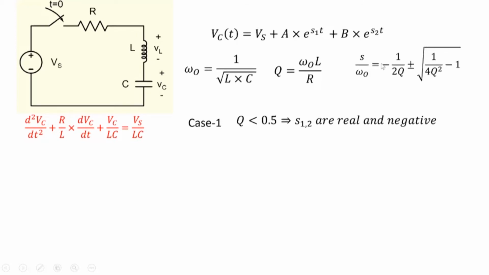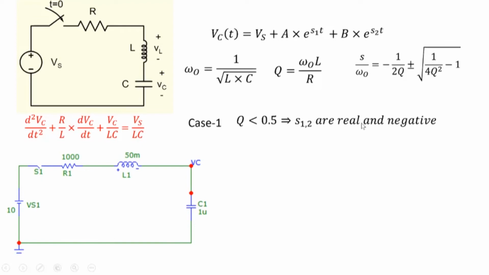That is there. There's a negative term, and you can see here that this term would be less than this particular one. So S is in general negative. So it's real and negative. The roots are real and negative. Okay. So let me take an example and show what the consequences of this are.